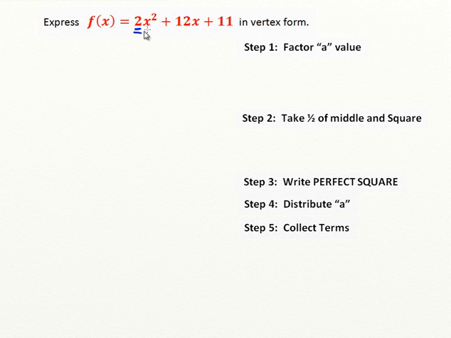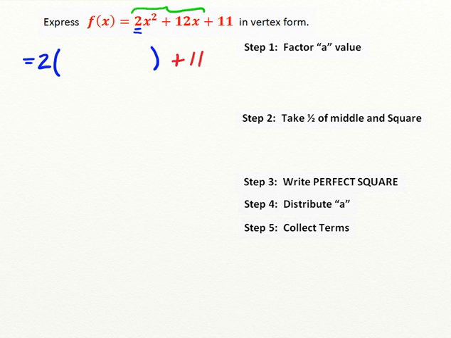Okay, so I'm going to factor out that 2 out of this equation here. And the important thing is that I'm only going to factor it out of the first 2 terms. That is, the terms that contain an x variable. Okay, I'm not going to touch the 11 at the end. It's going to stay outside the brackets. I'm just going to factor the first 2 terms.